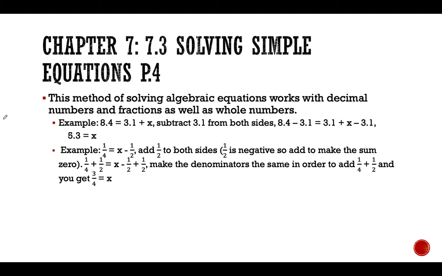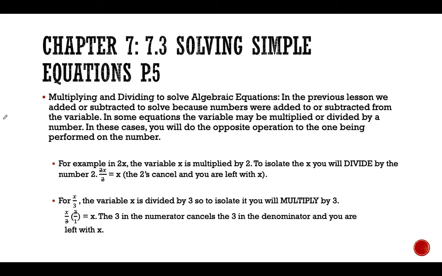A fraction example, 1/4 equals x minus 1/2. We can add 1/2 to both sides to move the half from the right side to the left side. Since 1/2 is negative, we add to make the sum 0. 1/4 plus 1/2 equals x minus 1/2 plus 1/2. We have to make the denominators the same in order to add 1/4 plus 1/2, and when we do all that and solve, we get x equals 3/4.